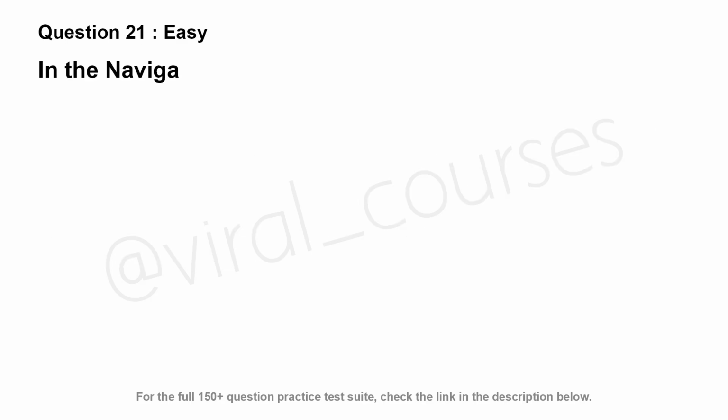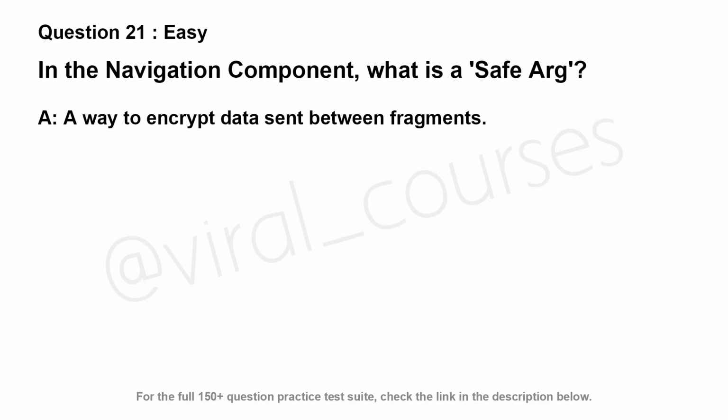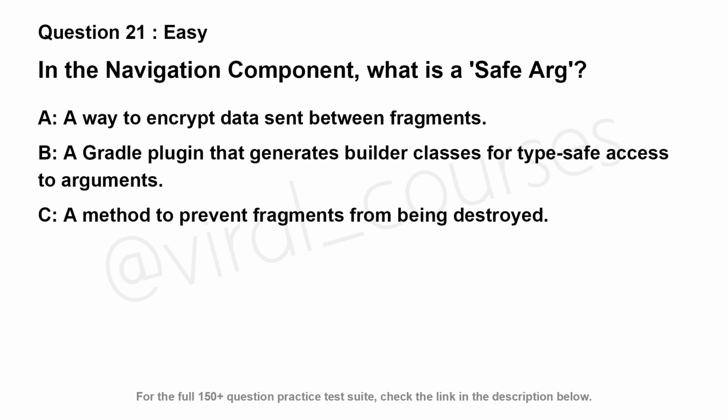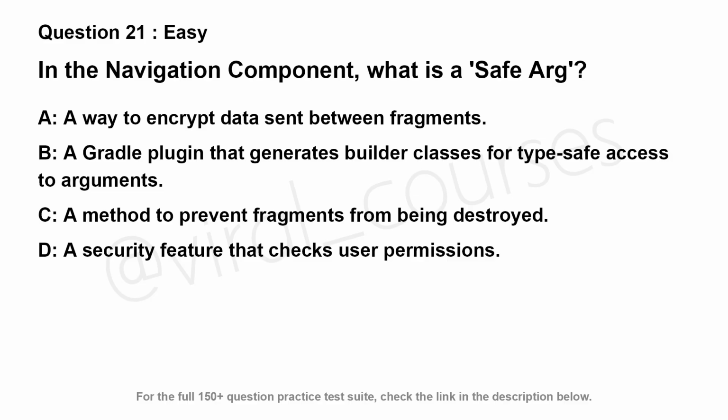In the navigation component, what is a safe arg? Option A, a way to encrypt data sent between fragments. Option B, a Gradle plugin that generates builder classes for type-safe access to arguments. Option C, a method to prevent fragments from being destroyed. Option D, a security feature that checks user permissions.